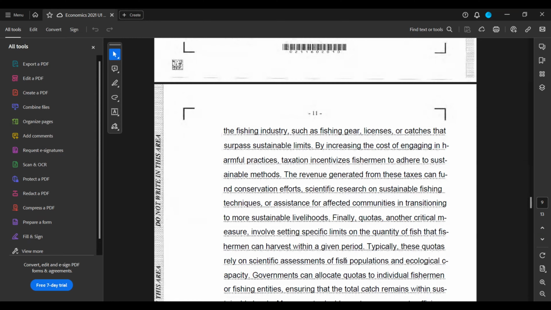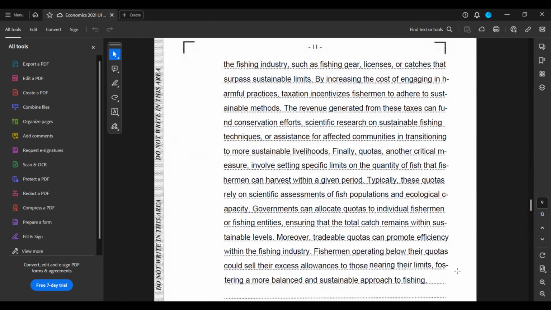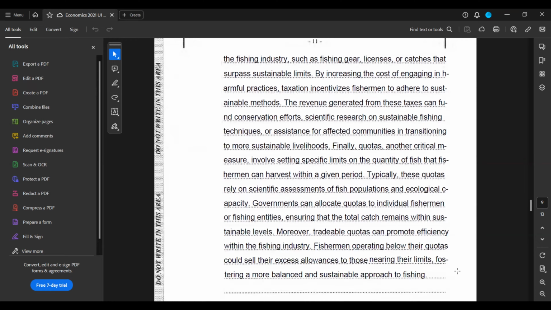Finally, quotas. Another critical measure involves setting specific limits on the quantity of fish that fishermen can harvest within a given time period. Typically, these quotas rely on scientific assessments of fish population and ecological capacity. Governments can allocate quotas to individual fishermen or fishing entities, ensuring that the total catch remains within sustainable levels.